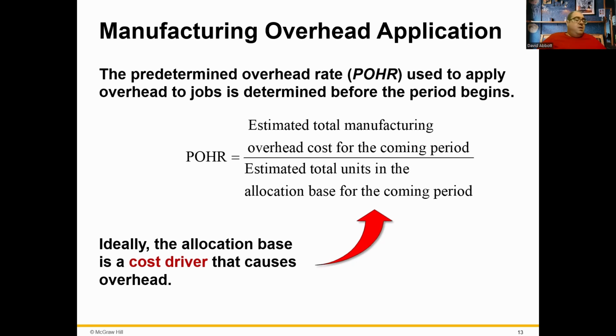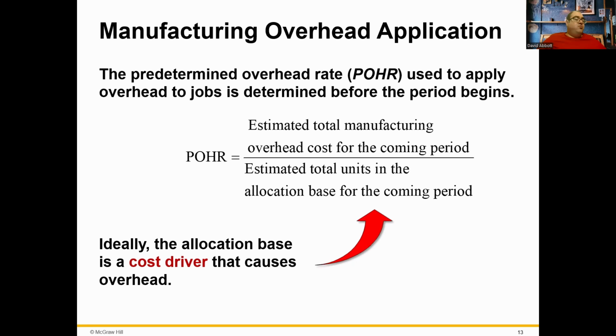So the predetermined overhead rate is calculated by dividing the estimated amount of manufacturing overhead for the coming period by the estimated quantity of whatever allocation base we use. So again, either labor hours, labor dollars, machine hours, whatever works best in your scenario. And then that's what gets applied.